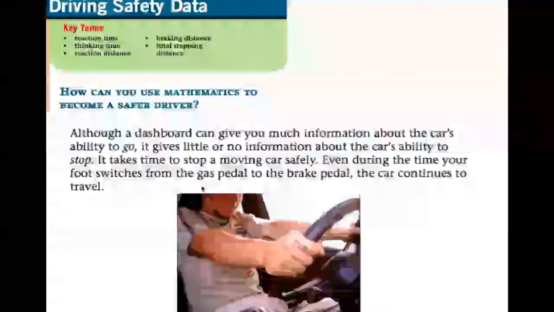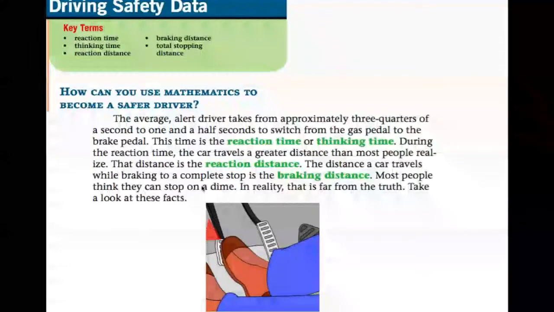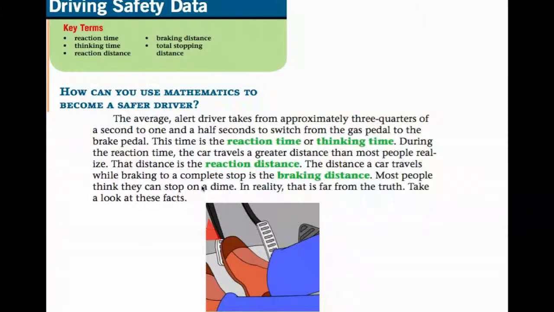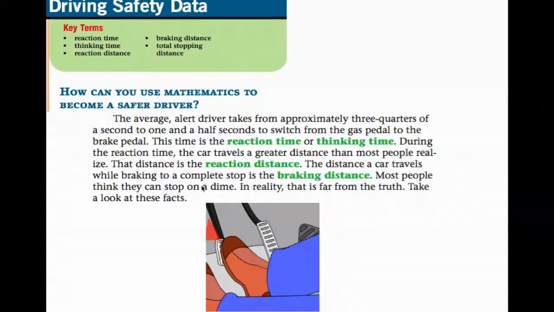So a dashboard can give you a lot of information about the car's ability to go, but it gives you nothing about the car's ability to stop. Stopping means doing a little bit of mathematics. And what we're going to look at right now is what's known as the reaction time or the thinking time, and the reaction distance and the braking distance. Now, reaction time or thinking time is the time it takes you to realize your foot is on the gas, you've got to go from gas pedal to brake pedal, okay? That's the reaction time. And the reaction distance is how far your car goes in that time.